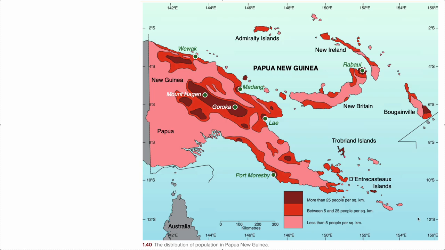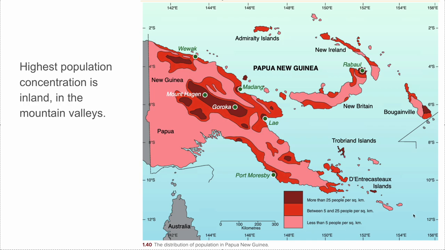Look at the distribution of Papua New Guinea's population. It is unusual because a large proportion of the population is inland in the mountain valleys or the central highlands. A lot of Papua New Guinea is made up of a lot of smaller islands, including New Britain and Bougainville.